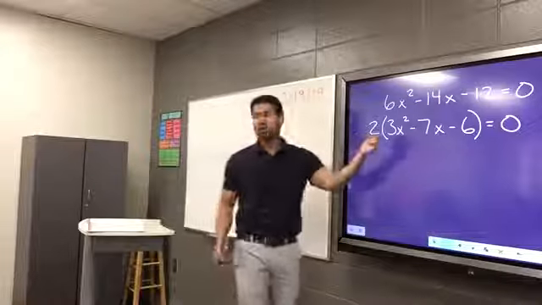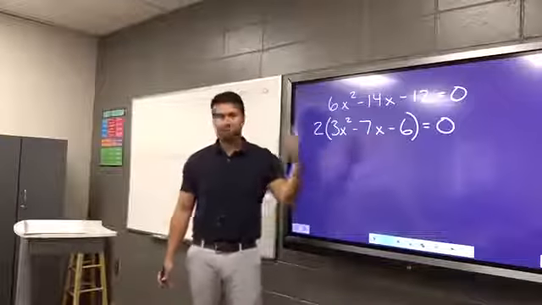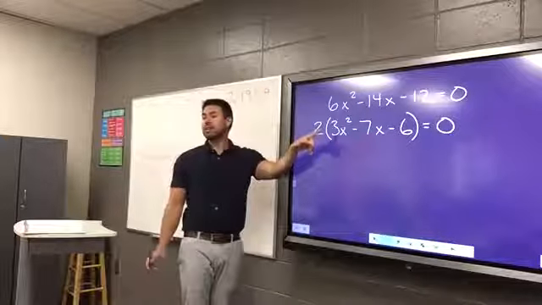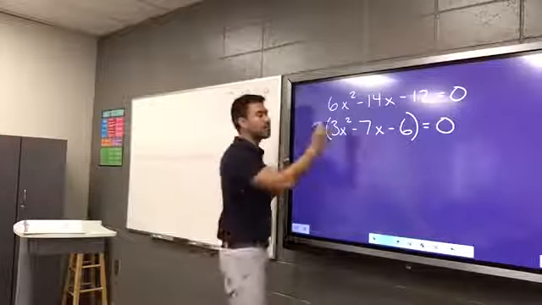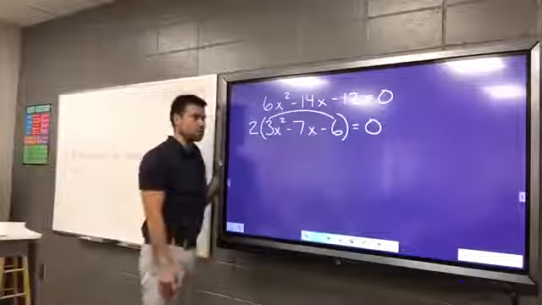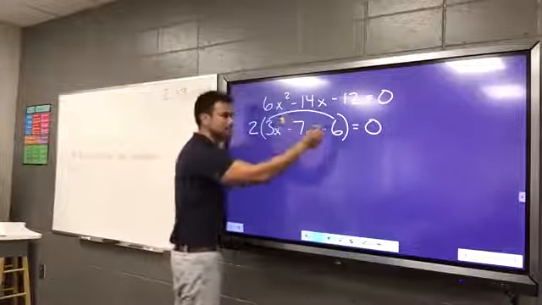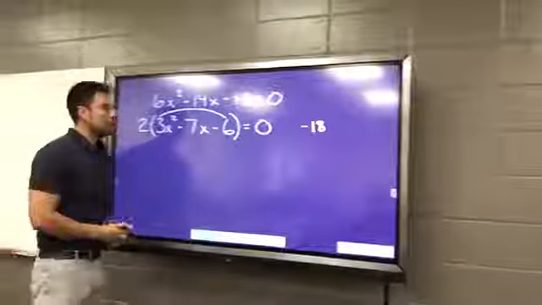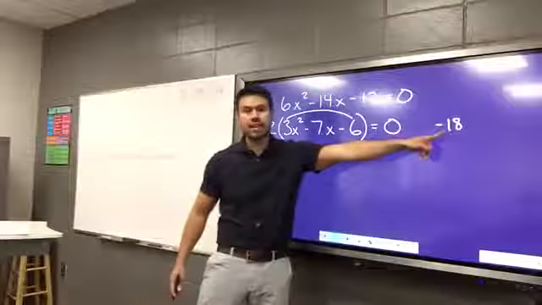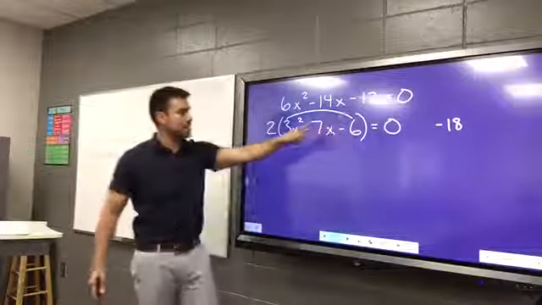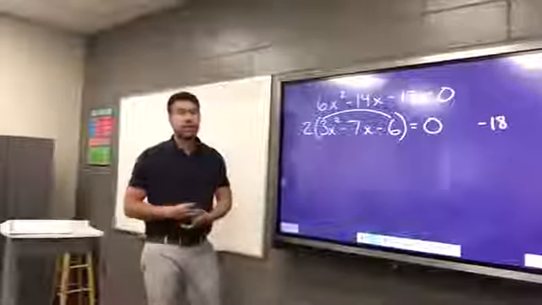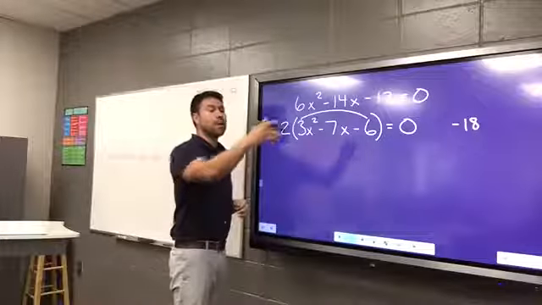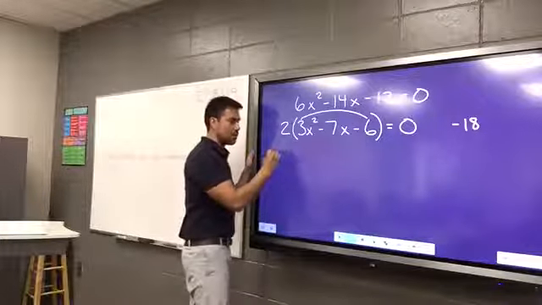Perfect square trinomial? No. What's the lead coefficient? 3. So what method do we use? I'm going to go with the bridge. So if some of you kind of struggled on the last problem. All right. What's 3 times negative 6? Negative 18. What are 2 factors of negative 18 that add up to be negative 7? Negative 9, positive 2.